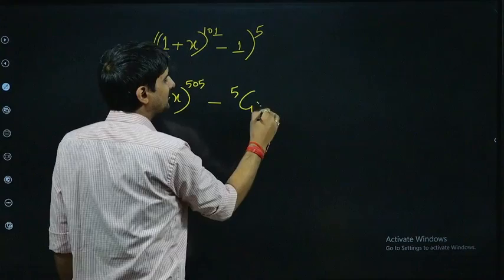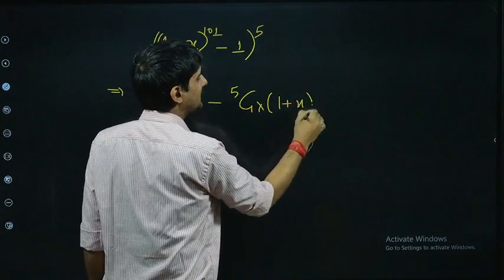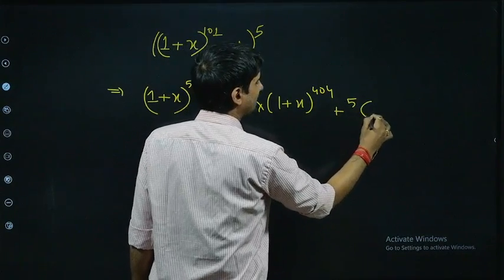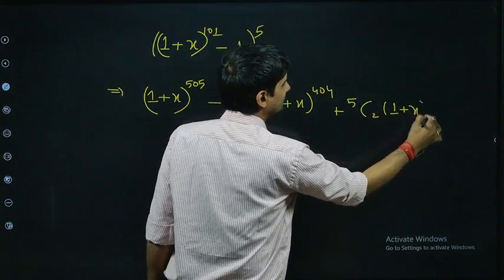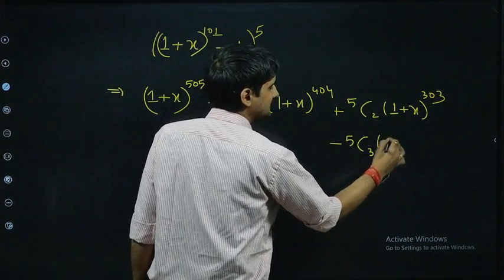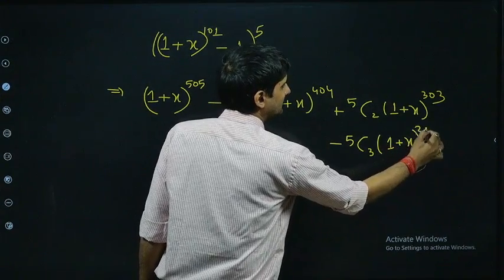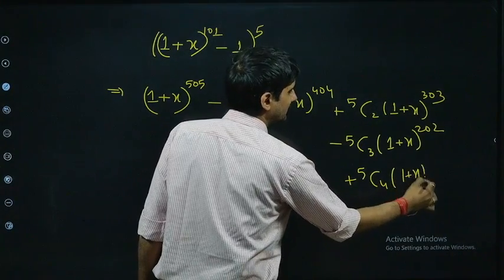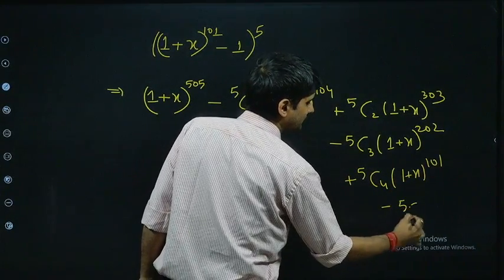Minus 5C1 into (1 + x) raised to the power 404. I think now all of you will agree and will have got what I am going to look for in this series expansion. And then this is plus 5C4 (1 + x) raised to the power 101 minus 5C5.